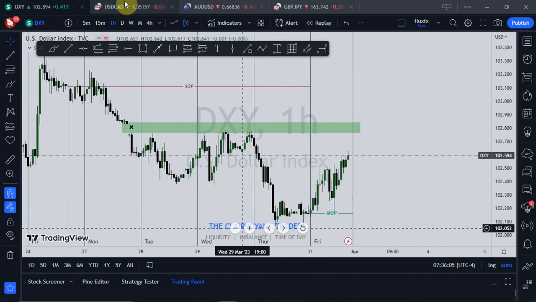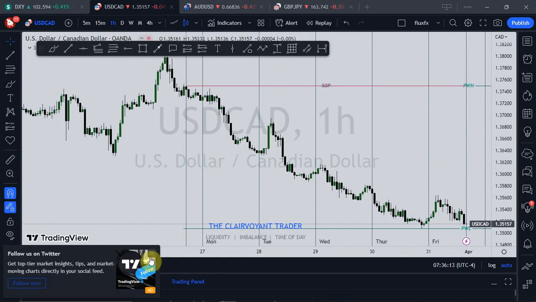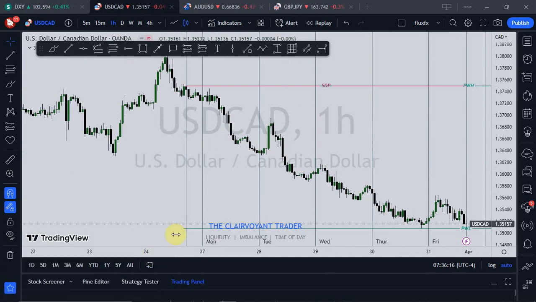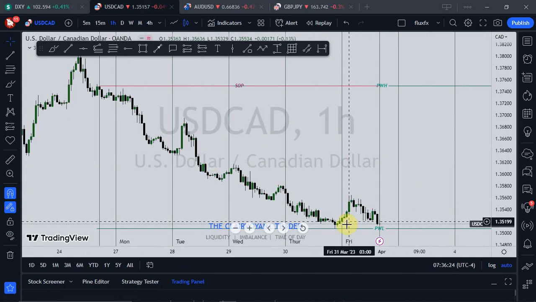Let's look at USD CAD. I've made some changes to my watch list. So this month my focus will be on USD-CAD. If I'm bearish on the dollar index, definitely I'm bearish on USD-CAD.